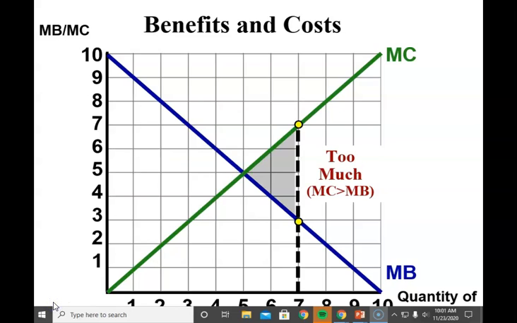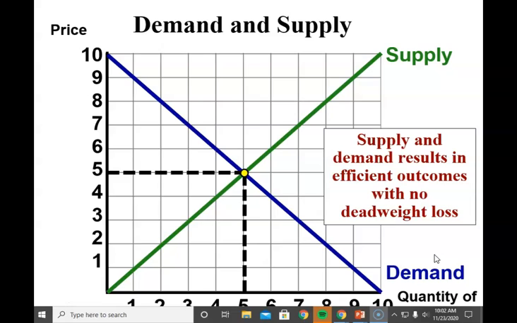And if we produce 7 pizzas, then the marginal cost is greater than the marginal benefit, so we would want to reduce output. Supply and demand results in an efficient outcome with no deadweight loss.